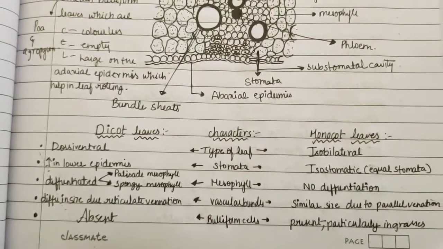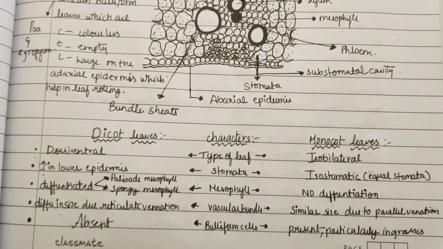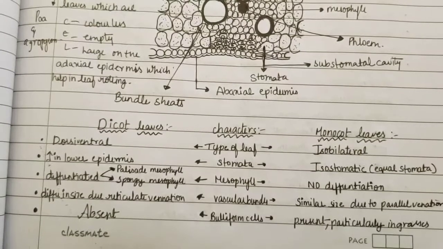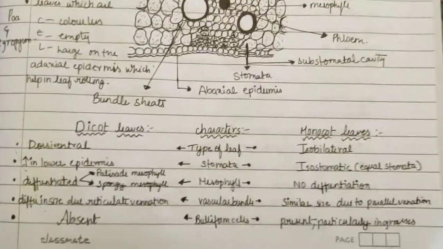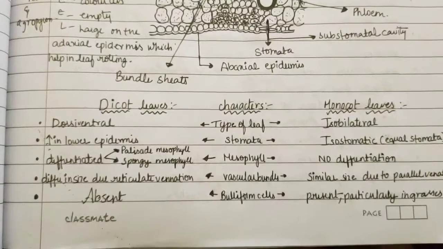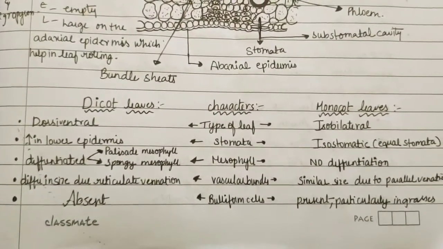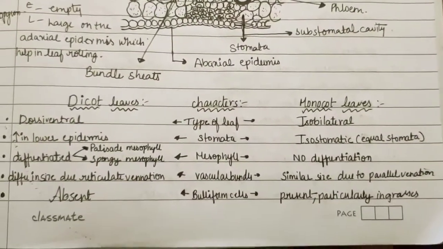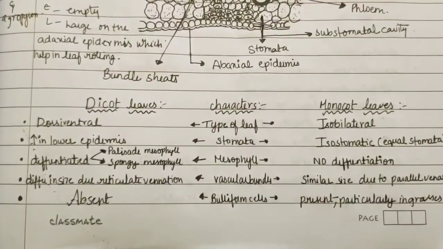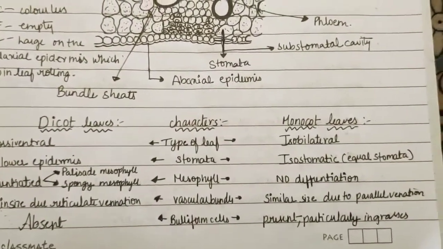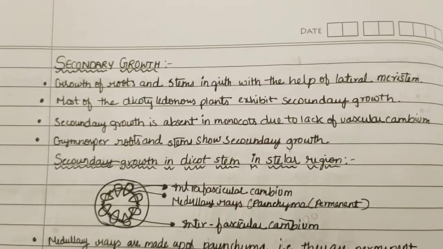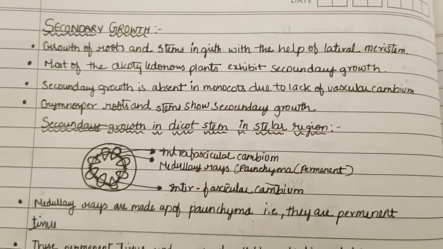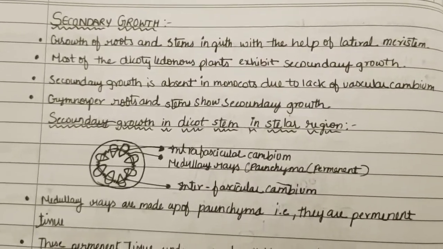Now let us discuss the characters between dicot and monocot leaves. Type of leaf: dorsiventral here, isobilateral here. Stomata: more in the lower epidermis, and here isostomatic, equal stomata. Mesophyll: differentiated into palisade and spongy mesophyll, and here no differentiation is seen. Vascular bundles differ in size due to reticulate venation, and here they are similar in size due to parallel venation. Bulliform cells: absent here, present here particularly in grasses.